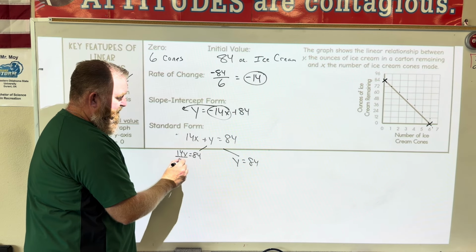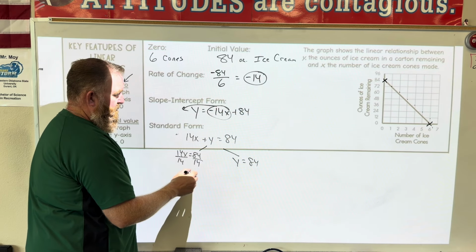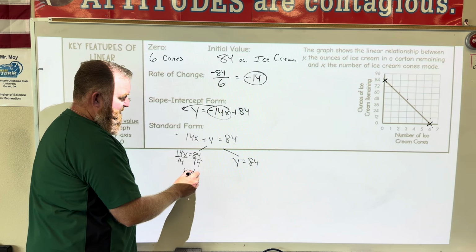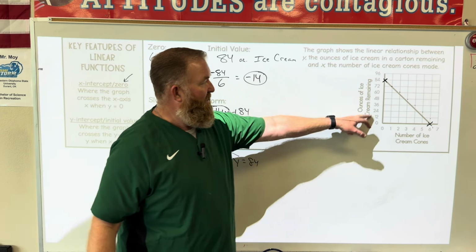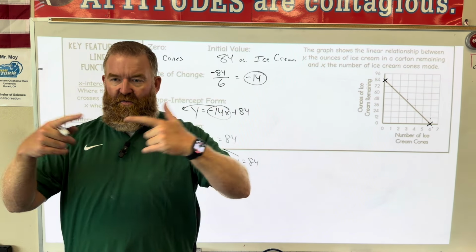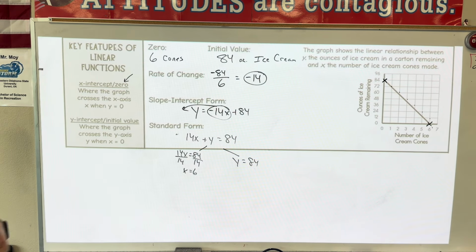What's 84 divided by 14? We just did it. Well, we didn't do that. X equals 6. And this one already says what? Y equals what? Y is 84. X is 6. It kind of works back to what we just did. Okay, everybody good? So it kind of works out.